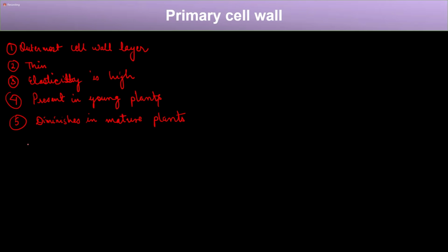Now, if you talk about the composition of the primary cell wall, it has the typical plant cell wall composition, that is cellulose, hemicellulose, pectin, and protein. So this is the typical composition of the primary cell wall. So this is about the primary cell wall.